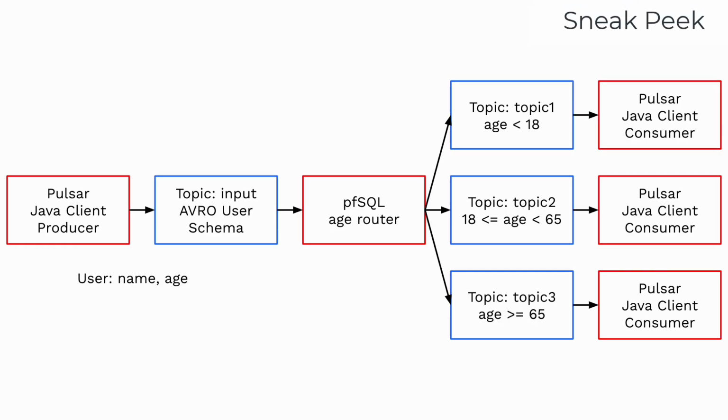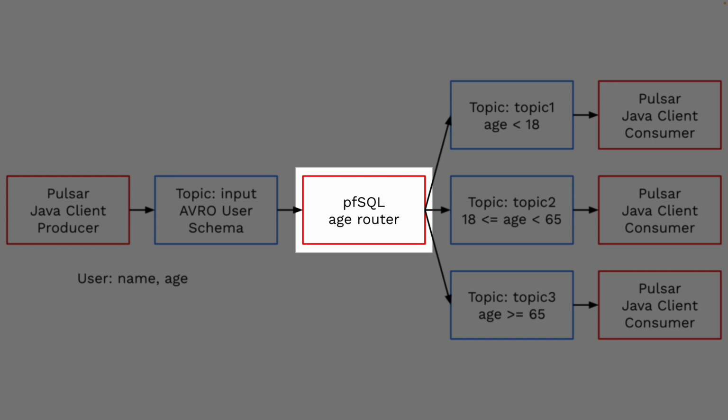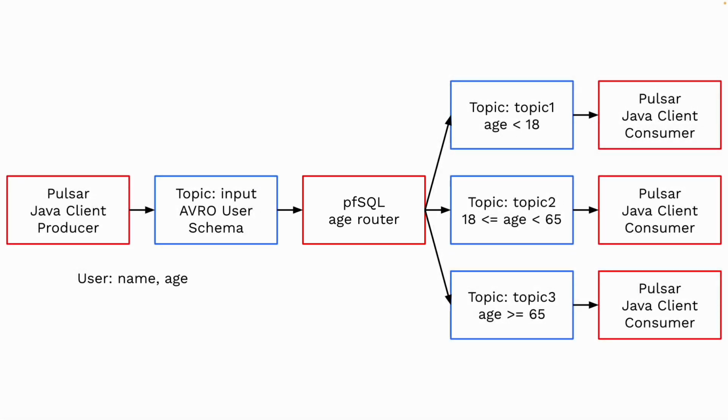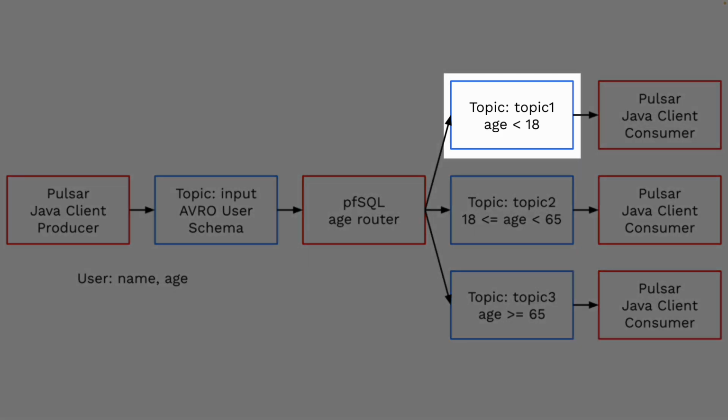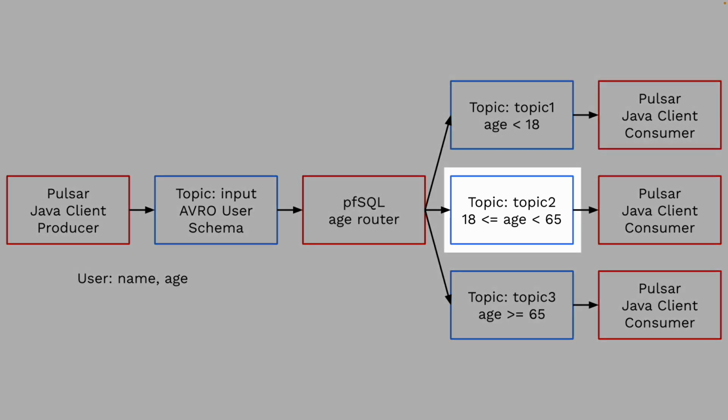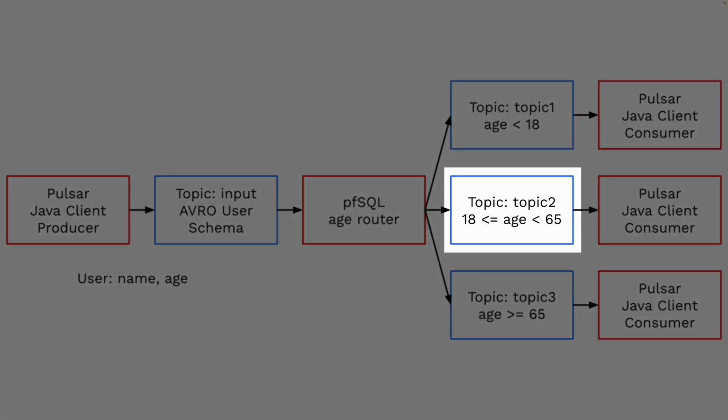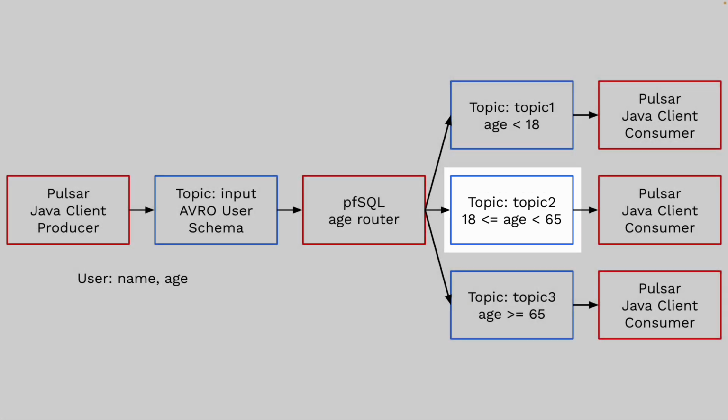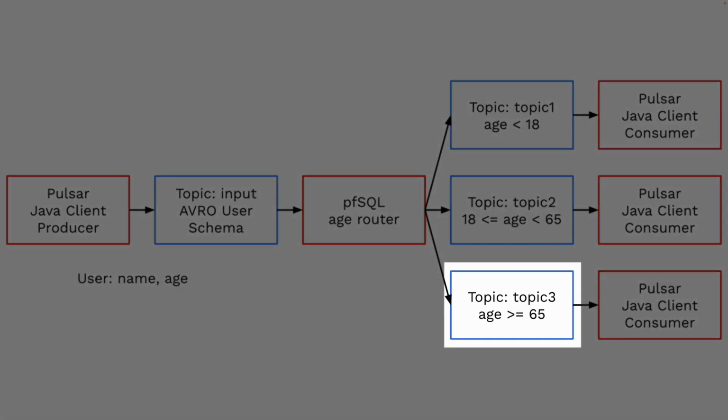We already showed how you can filter messages using pfSQL. Now let's show how you can route them. We're going to use pfSQL as an age router, where we check the value of the age field on our user object. And if it's less than 18, we're going to route those messages to topic 1. If it's greater than or equal to 18 but less than 65, we're going to route them to topic 2. And if they're greater than 65, we'll route them to topic 3.